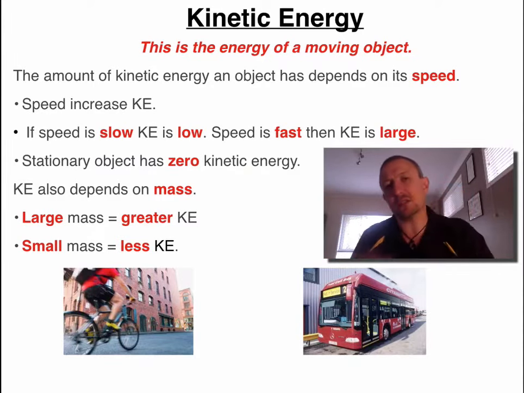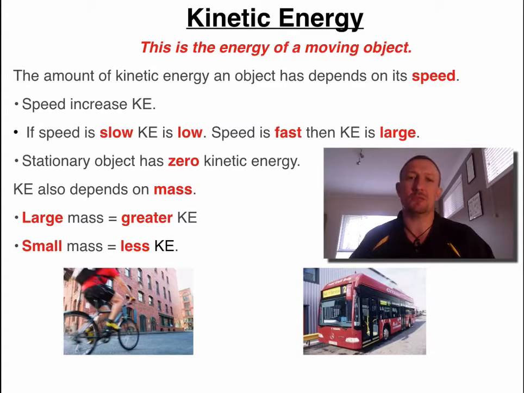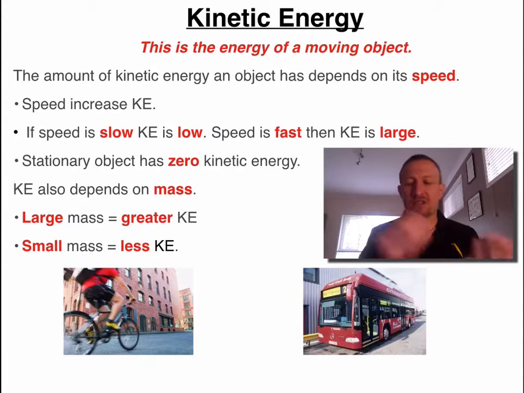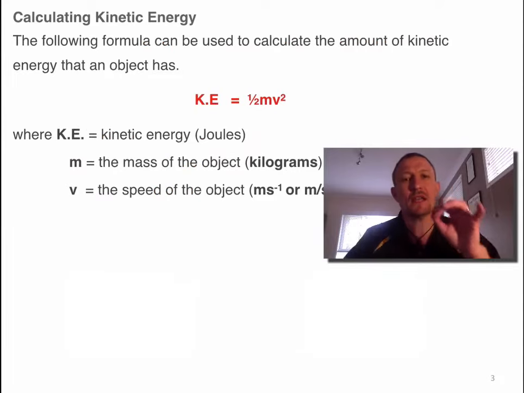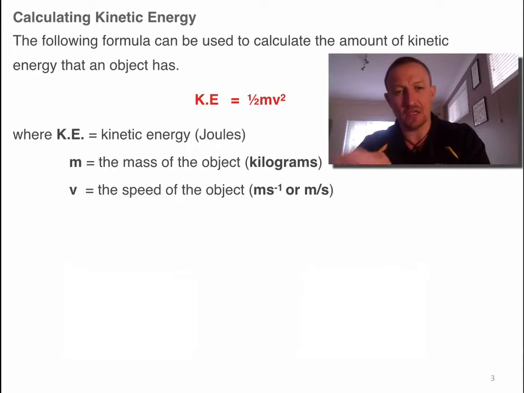Now, it's not as simple as just saying add the two together or multiply the two together. There is a relationship which has been formed. There have been studies done between mass and velocity, and it has been graphed. And from that, what we get is the following equation. The kinetic energy equals 1/2 times the mass times the velocity squared. It's important that you understand that the velocity is squared.